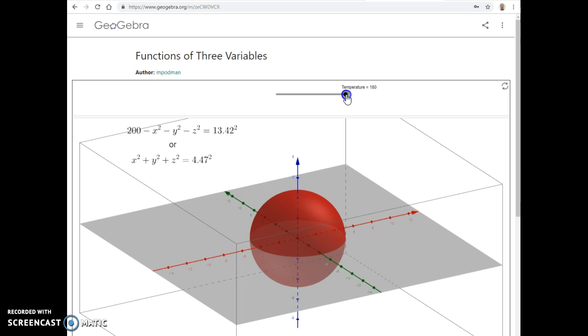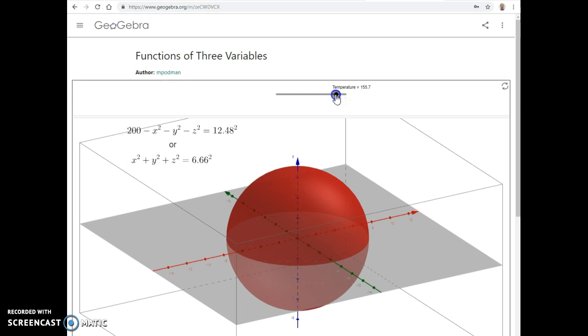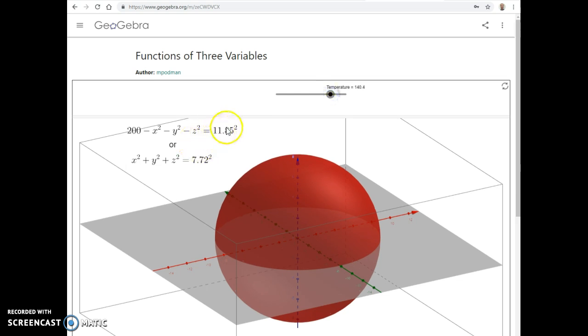Okay, and as I decrease the temperature, in order to get a lower temperature, I've got to go farther out, right? So now I'm actually making the temperature smaller. I'm subtracting away over 200. My radius becomes bigger, so now I have to be 7.72 meters away, or feet, I think, from the heat source in order to get a temperature of 140.4 degrees.